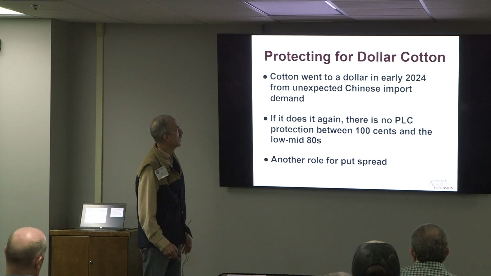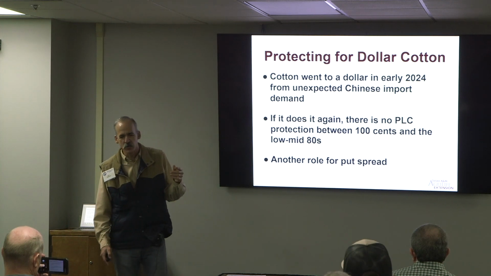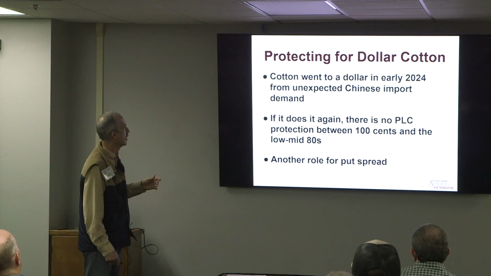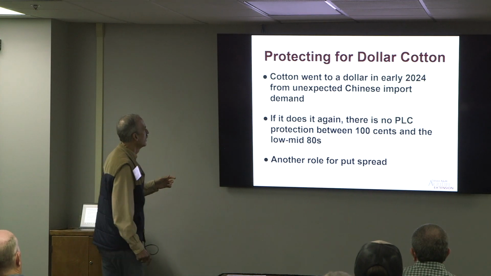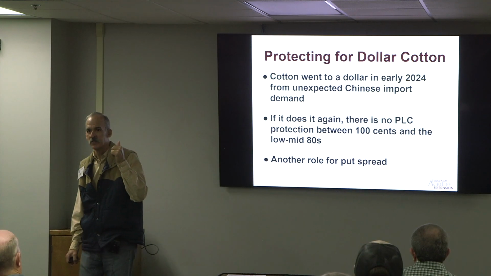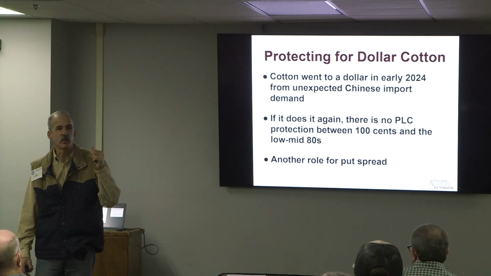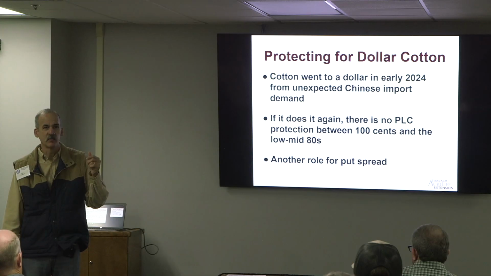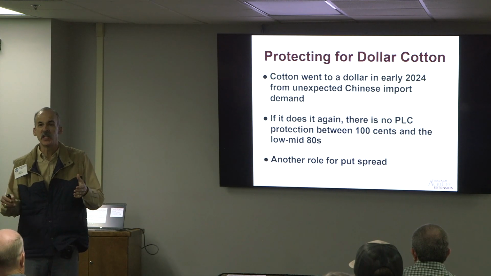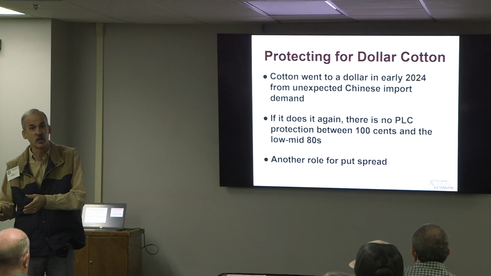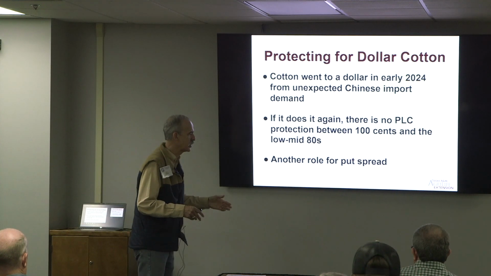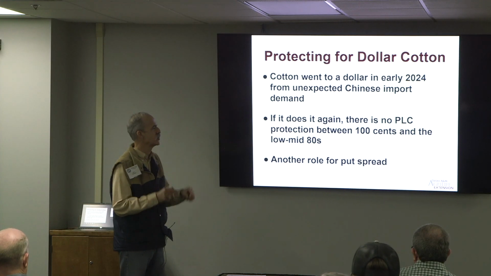Last example, I'm calling it Protection for Dollar Cotton, which is a strange title, maybe protection of dollar cotton. But the last time, anybody remember the last time cotton was $1? Early 2024. Why was cotton $1? Because China came in and imported 3 times, they imported 15 million bales. Right now they're importing 5. The unexpected import demand from China made the market shoot up.